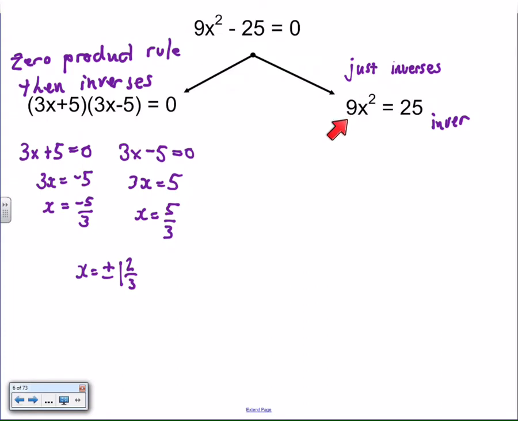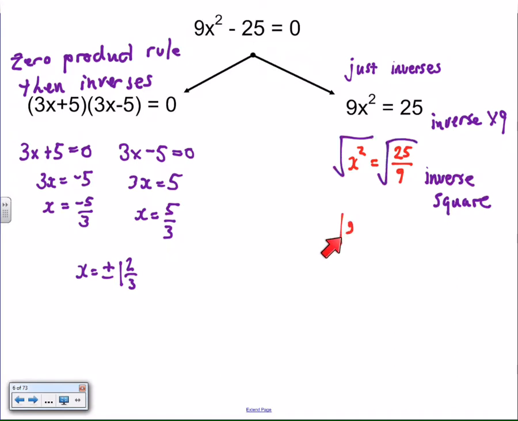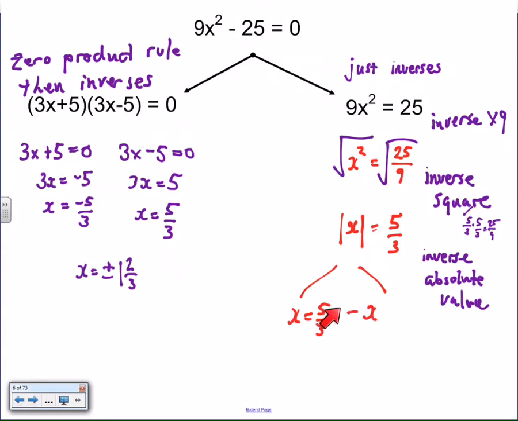The inverse approach: just add 25 to both sides, and then we're going to divide both sides by 9, take the square root of both sides, and that's where we get the absolute value, and to get rid of that, we're going to get the plus or minus, which we've done before. I hope you guys are still pretty good at that. And as you can see, we end up with the same two solutions no matter which approach we take.